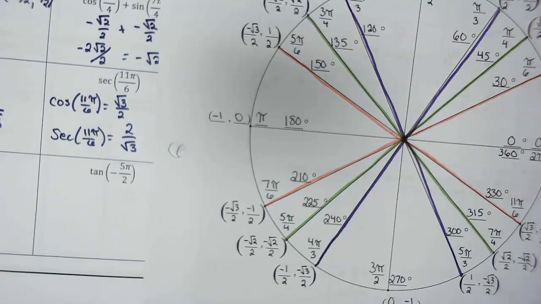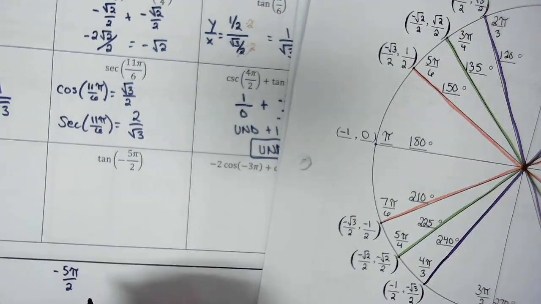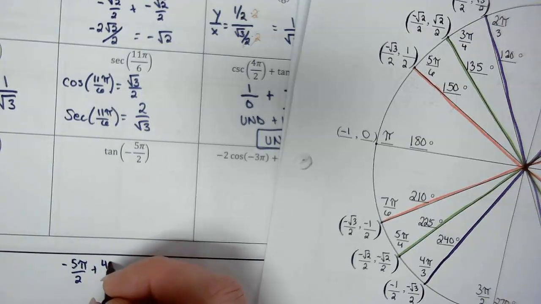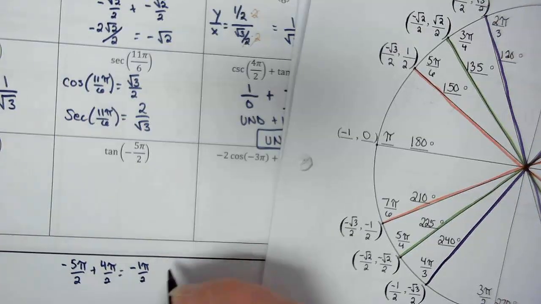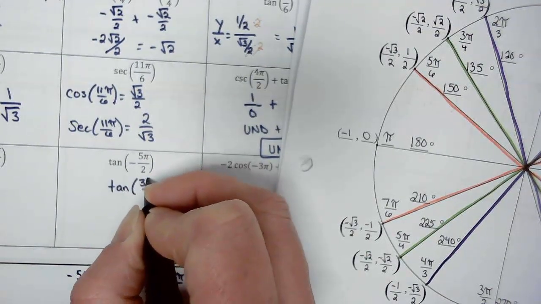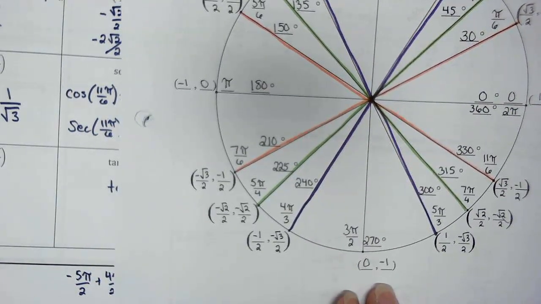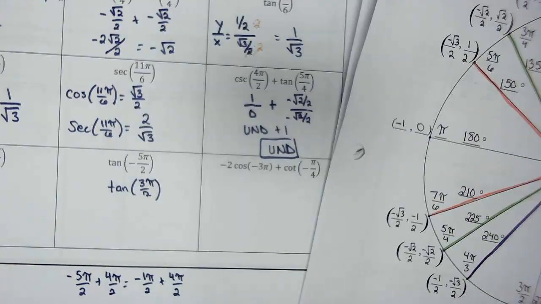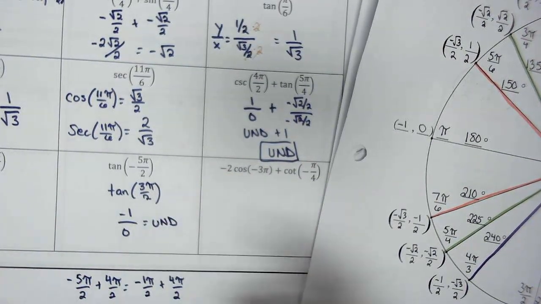Tangent of negative 5 pi over 2. Whoa. Okay, so I'm going to come off to the side, and I'm going to add 2 pi, which would be 4 pi over 2. And that gives me negative 5 pi over 2 plus 4 pi over 2 gives me negative pi over 2. So this is going to be the same as the tangent of 3 pi over 2. Tangent is y divided by x. Uh-oh. Y is negative 1. X is 0. That's undefined.